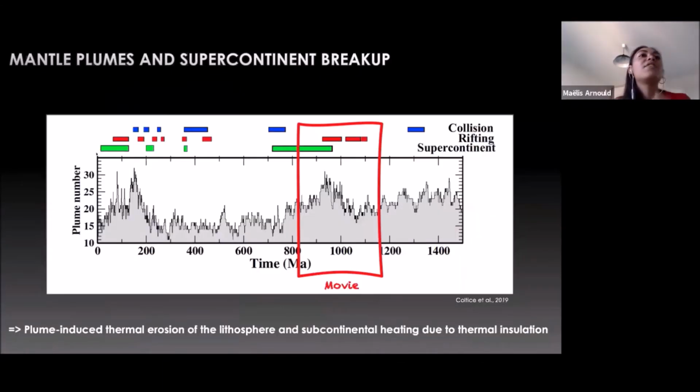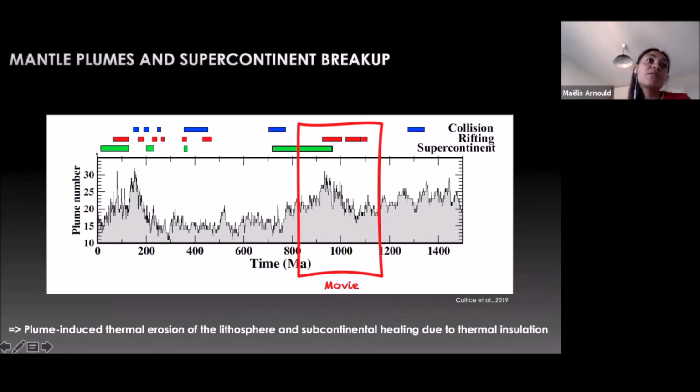So this figure summarizes the evolution of the number of mantle plumes through time during this model evolution. I showed you just a small piece of this model, but it actually runs for 1.5 billion years, which took a very long time. It took 9 months to run. On top of it, you can see the different phases of supercontinent breakup, collision, etc. Here we focused on the supercontinent breakup, which is happening in this region.